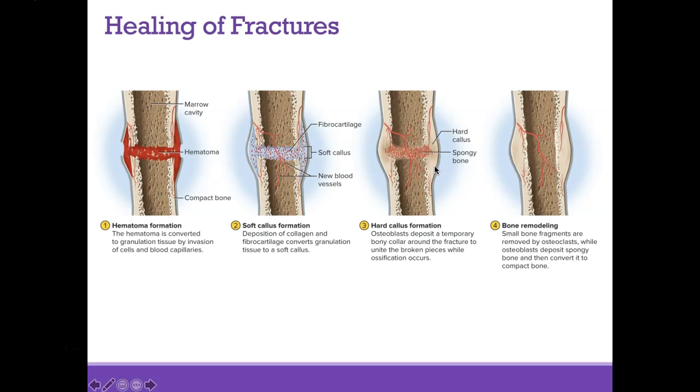Then we have the formation of a hard callus. The soft callus is converted to a hard callus as osteogenic cells differentiate into osteoblasts, which deposit a bony collar around the fracture to unite all the broken pieces. And that hard callus can be there for about 3 to 4 months. And during that time, we have bone remodeling, where small bone fragments are removed by osteoclasts, and osteoblasts continue to deposit spongy bone and then convert it into compact bone. So again, these are the 4 basic steps to fractures being healed.